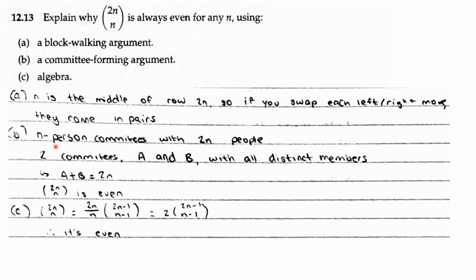C is algebra, so 2n choose n is equal to 2n times 2n minus 1 choose n minus 1, which is equal to 2 times 2n minus 1 choose n minus 1, so it's even because it's 2 times this.